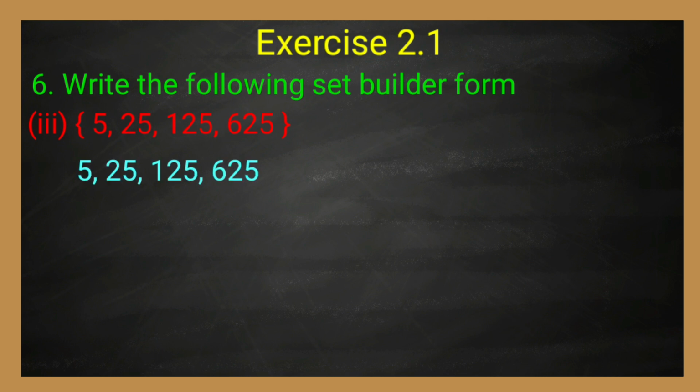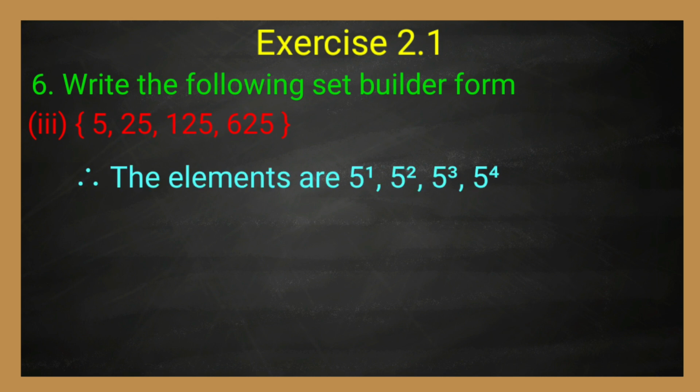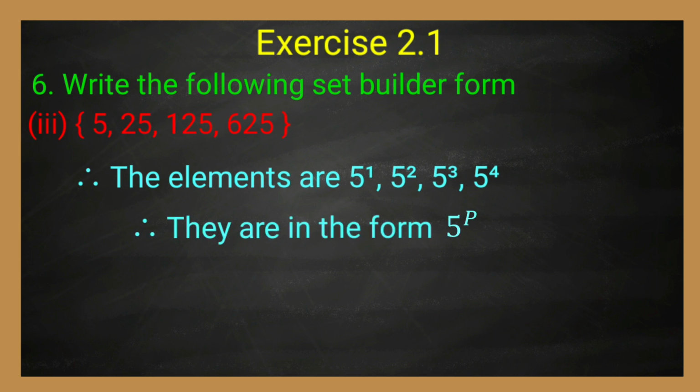Third one, set of 5, 25, 125, 625. If you observe the elements 5, 25, 125, 625, 5 equals 5 into 1 equals 5 to the power of 1. 25 equals 5 into 5, that equals 5 square. 125 equals 5 into 5 into 5, that equals 5 cube. 625 equals 5 into 5 into 5 into 5, that equals 5 to the power of 4. Therefore, the elements are 5 to the power of 1, 5 square, 5 cube, 5 to the power of 4.